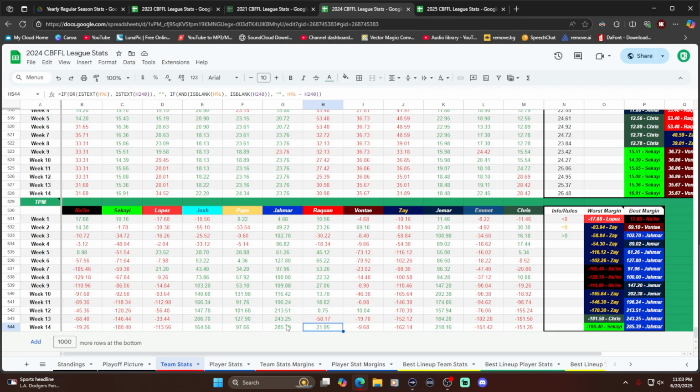Playoff team, playoff team, playoff team, playoff team, another playoff team. This was a playoff team also. Vontae had a lower one than Naeem. It's not a playoff team. You're like, damn, how did he have a low one and not make the playoffs? Well, it depends on how many points he put up and how many points he got put up on him.